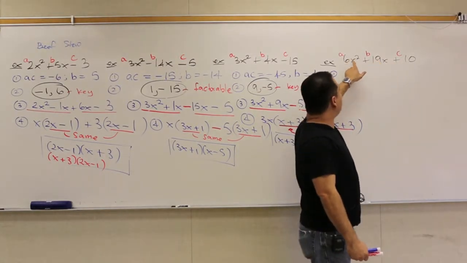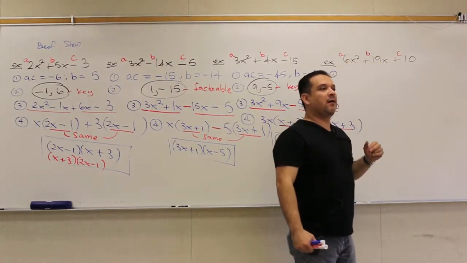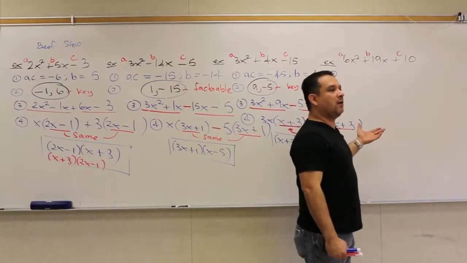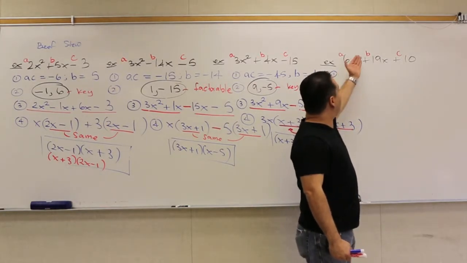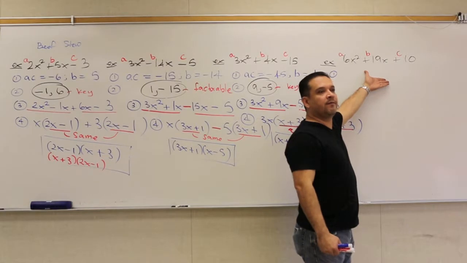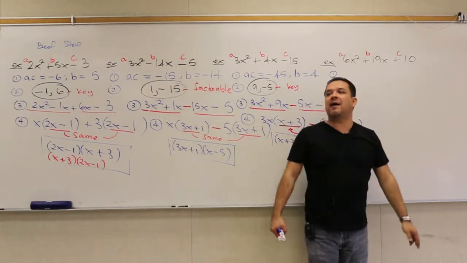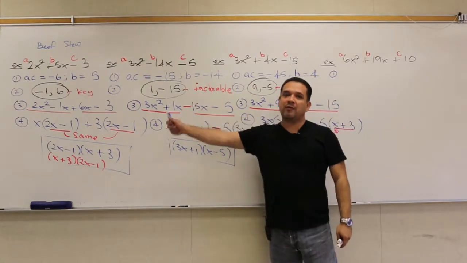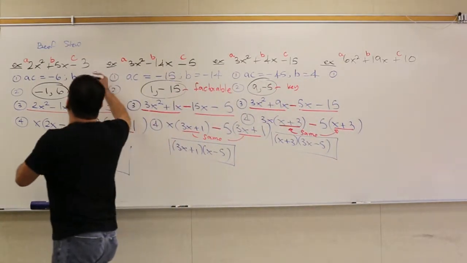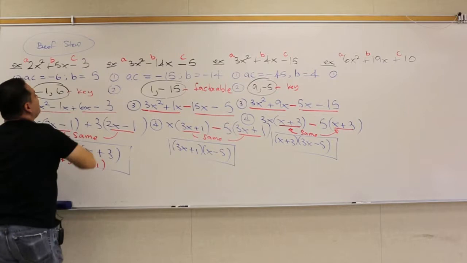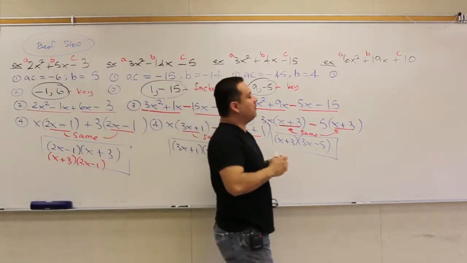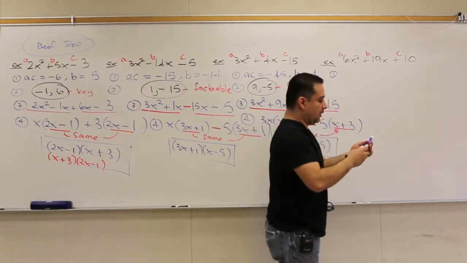The greatest common factor of 6, 19, and 10 is 1. So, if you take out the 1 and divide, this by 1 is itself. So the greatest common factor, trying to factor that out first, isn't going to help us in each one of these examples. That's why you have to know what? Beef stew. So here we go.